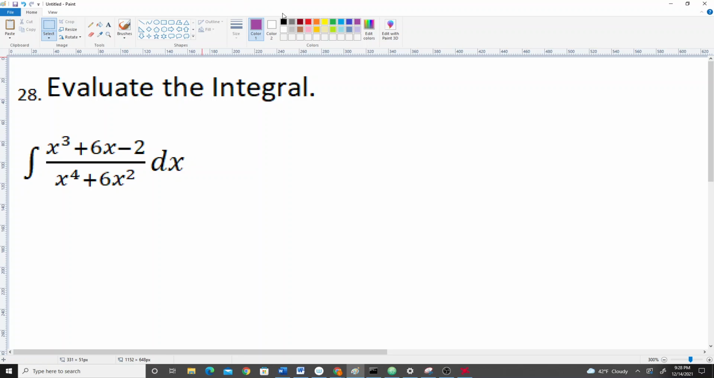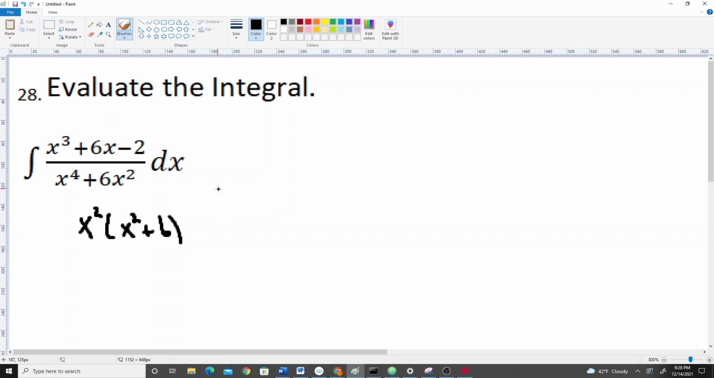I have this problem for you today. It's the integral of x cubed plus 6x minus 2 over x to the fourth plus 6x squared. So let's try to factor the denominator first. If we factor out an x squared, that means we're going to have x squared times x squared plus 6.